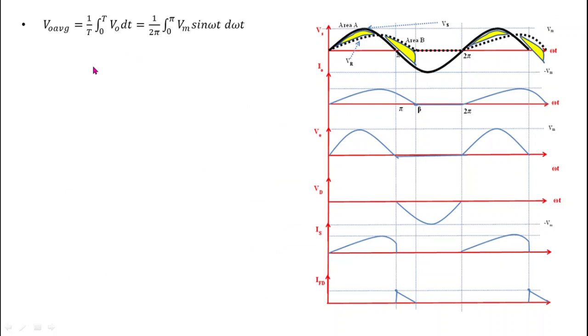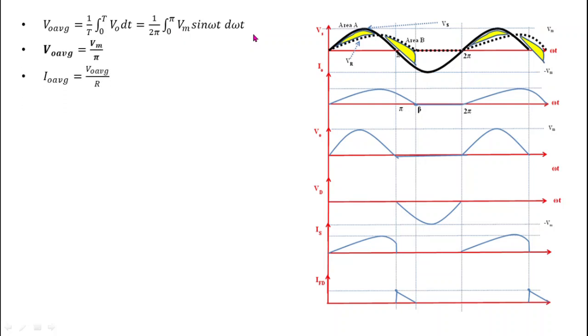Average value is equal to 1 upon T integration 0 to T V naught dt, and we know that we get output voltage from 0 to pi. From 0 to pi the equation of output voltage is the same as that of source voltage. That's why we get 1 upon 2 pi integration 0 to pi Vm sin omega t d omega t. On integrating we get Vm upon pi.